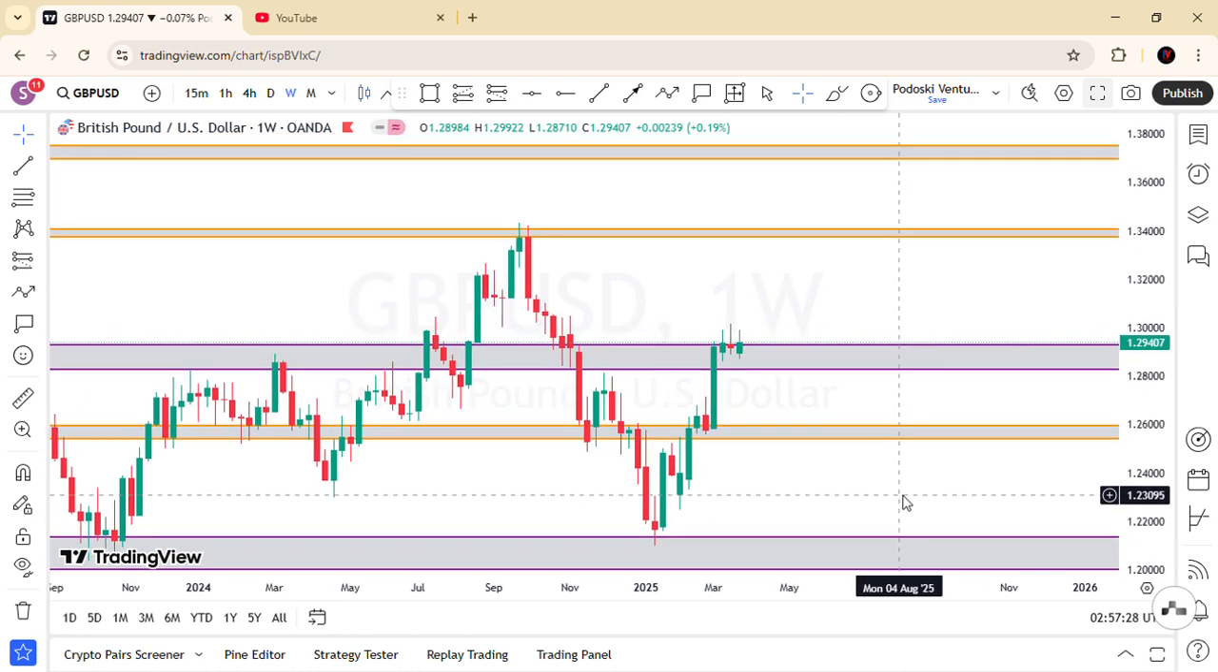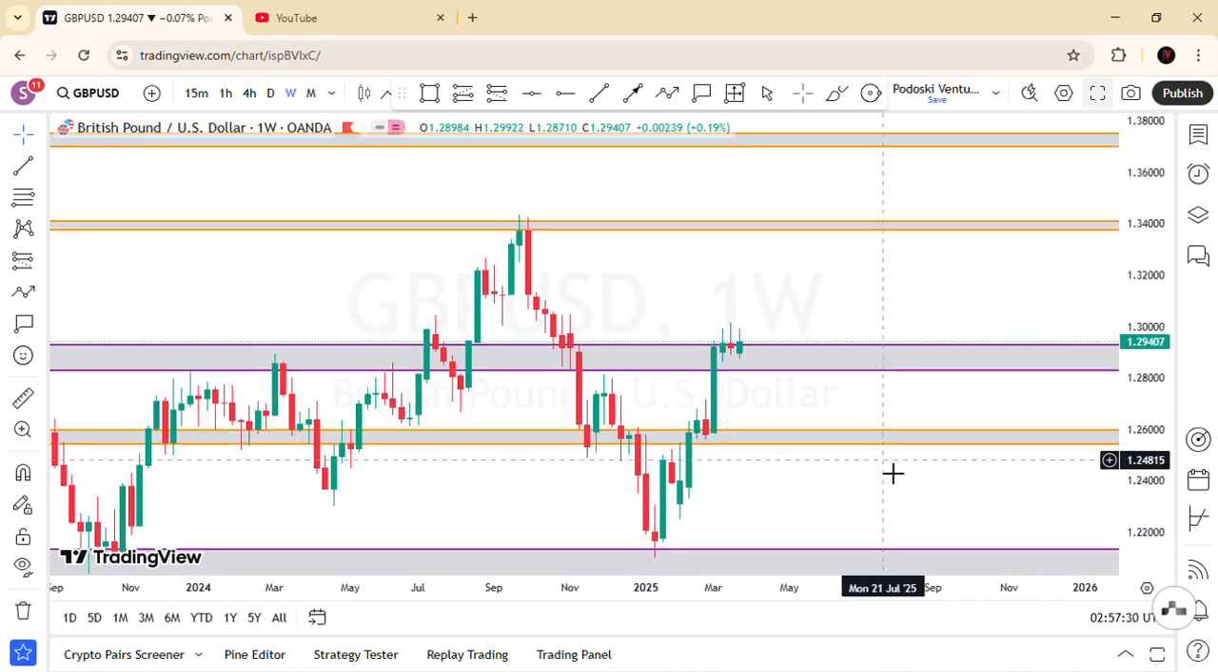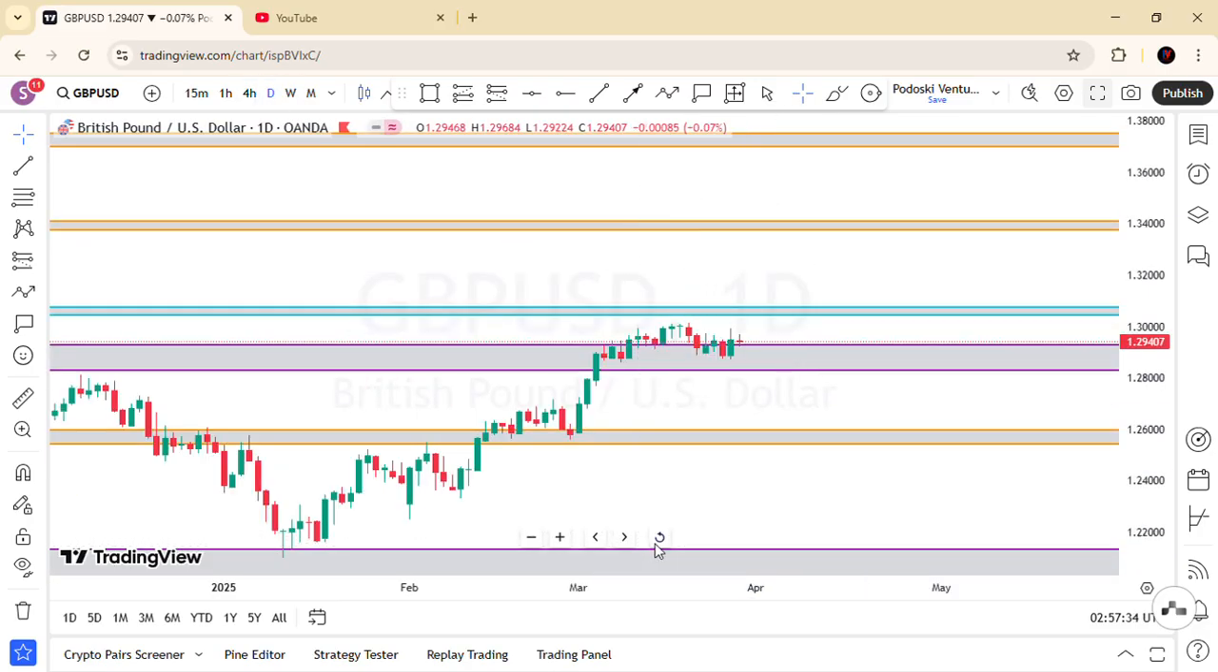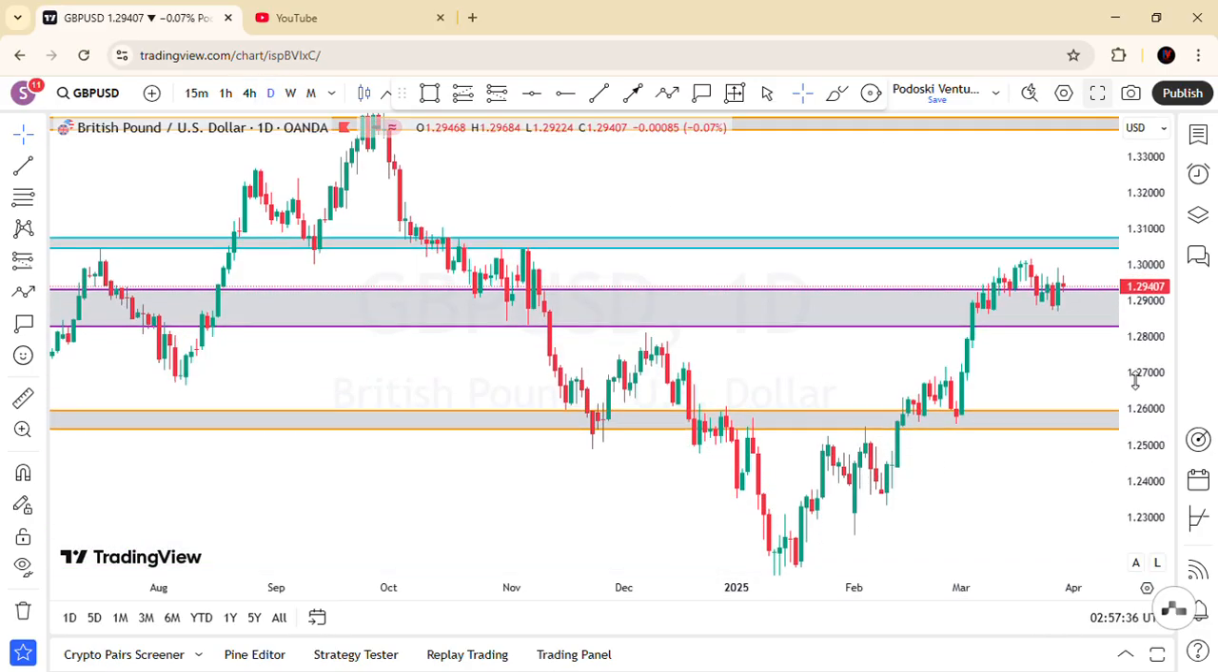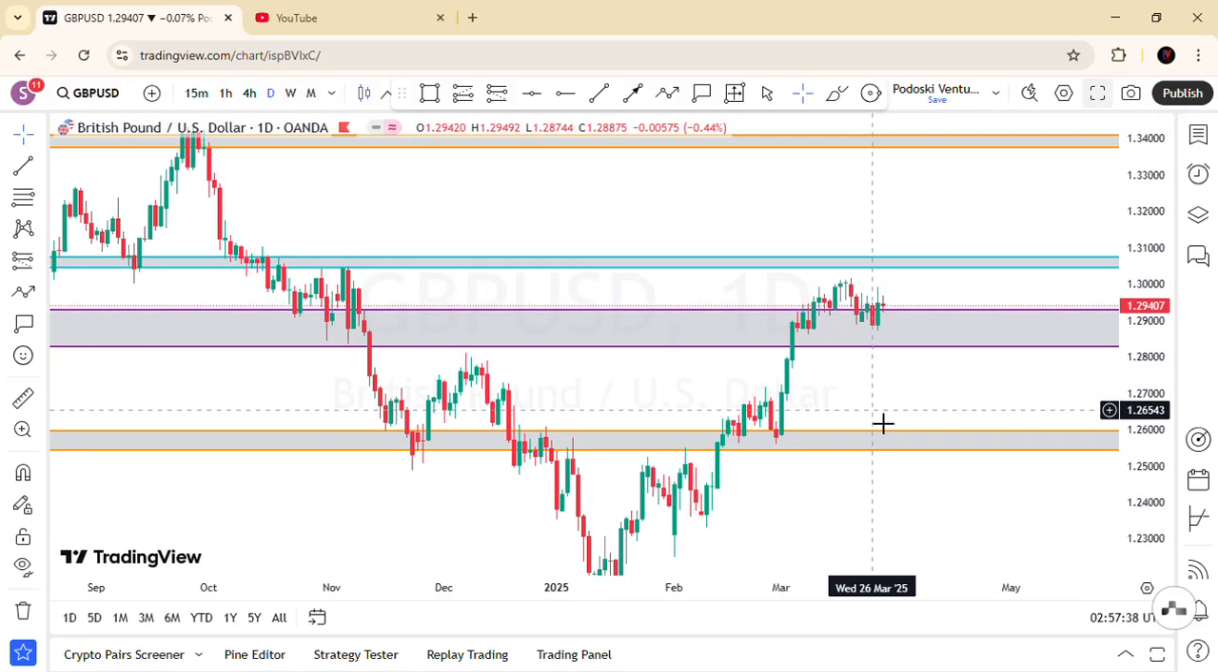So on the weekly time frame, this is all we could find. So let's go to the daily. On the daily time frame, price is also in an uptrend. So now the monthly time frame is in an uptrend, the weekly is also in an uptrend, and the daily time frame is also bullish.